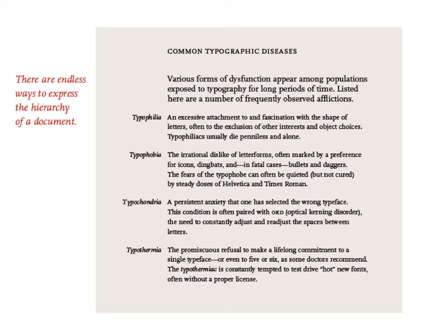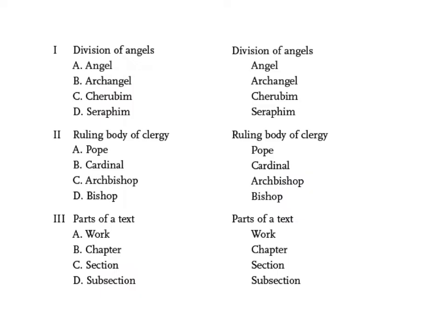All right. So let's compare the two of these and see how they are treated differently or what tools the designer uses to break up the information. So in both of these, left and right, it's the same information. We see that there are three different sections. Okay, just macro view. We have divisions of angels, ruling body of clergy, parts of text. So we have three different, and it's clear in both of them that underneath each of these headings are four different bullets. Okay, they are each a division of one of the three sections.